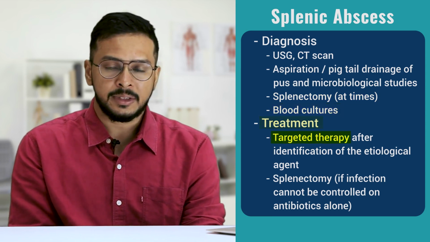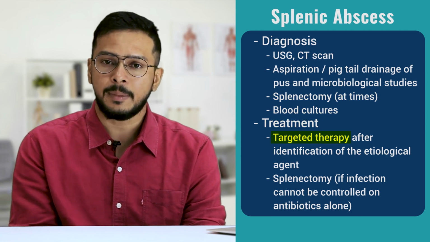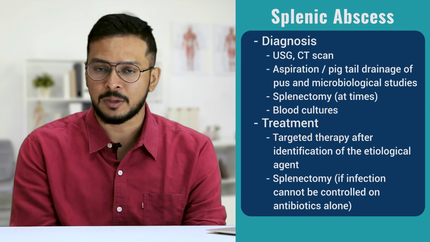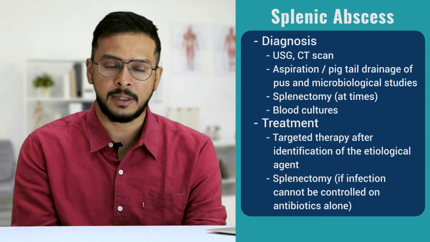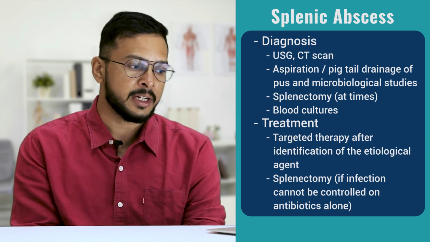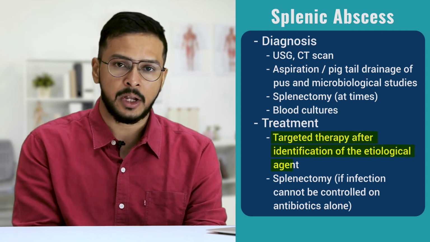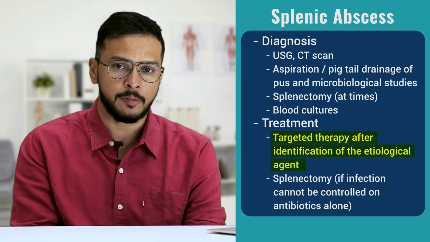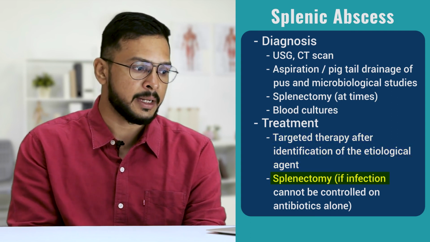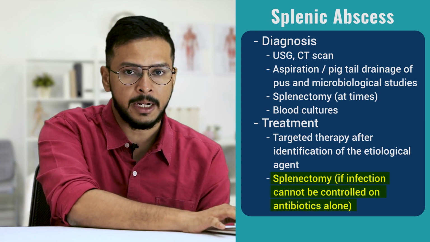The treatment is targeted therapy, so it is very important to establish the diagnosis in a splenic abscess patient. There is no point in giving empiric therapy in such patients. So the treatment is mainly targeted therapy after identification of the etiological agent, drainage of macro abscesses, and if required, splenectomy if the infection cannot be controlled on antibiotics alone.